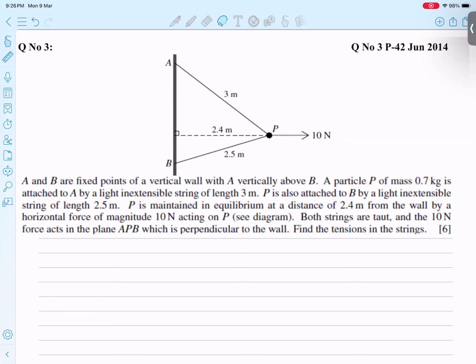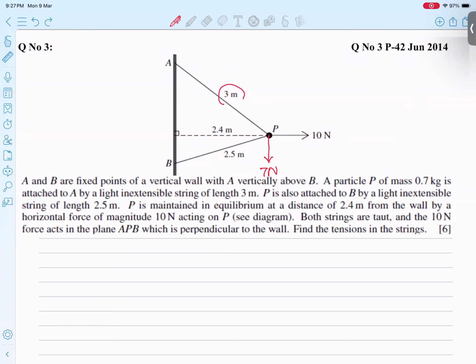So, clear? Now let's talk about the question. The mass of this particle or bead is 0.7 times 10, which gives 7 newtons. We can see all three lengths are given, so using these I can find this angle and this angle. We have to find the tensions in the string. Naturally, when someone is pulling this way, the tension will be this way, and they are different from each other, because these lengths are different from each other.